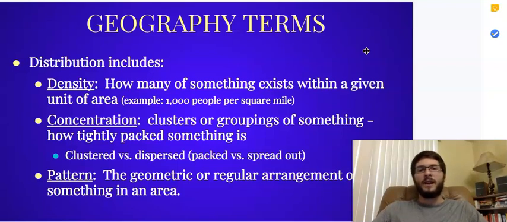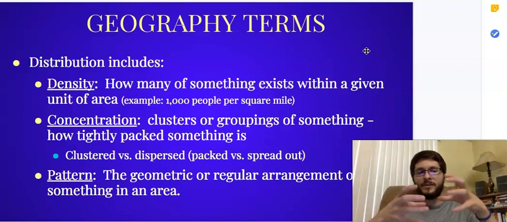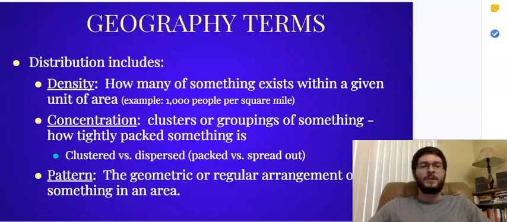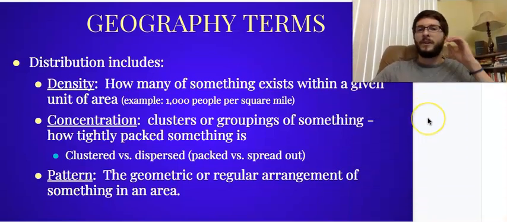Concentration is how packed together or spread out something might be. We call it clustered or dispersed. So if something is clustered together, it's tightly packed, versus if something is dispersed, that means it's spread out. There's not a lot of people packed tightly together. And then the other vocab term is pattern. So if there are geometric patterns involved with the settlement or the layout of a certain place, sometimes we do see that as well. Okay.